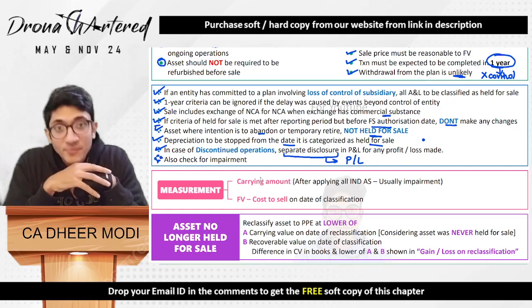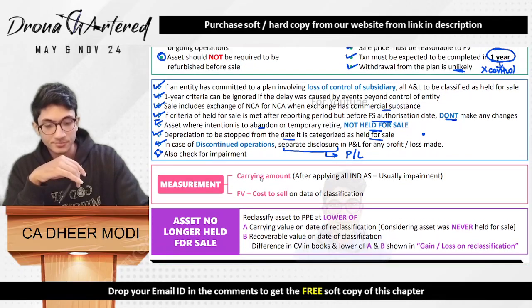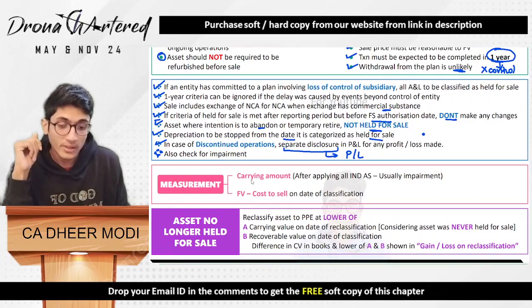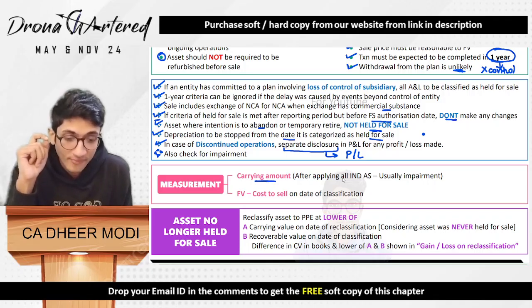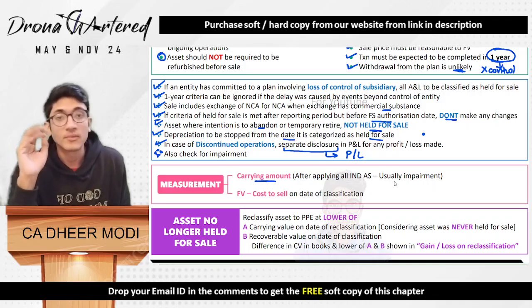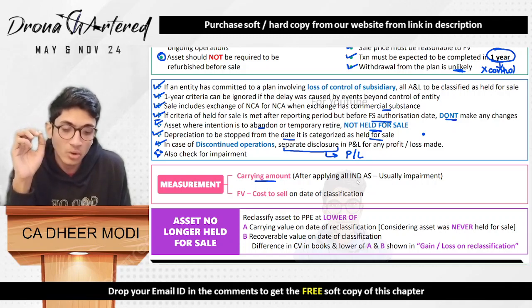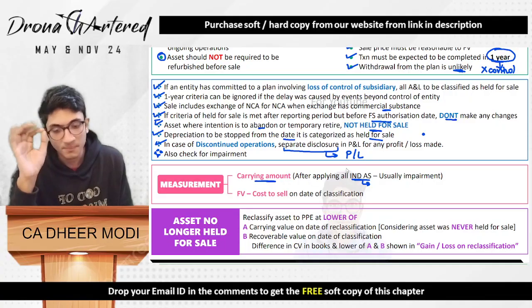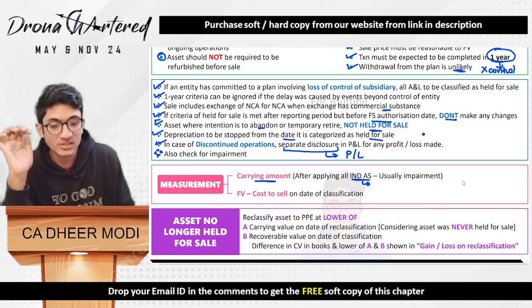Okay. Now comes your measurement part. So measurement, how will you measure an asset that is held for sale? It will either be measured at your carrying value, that is after applying all IND AS, minus impairment. So you have, after subtracting impairment, your carrying value minus your impairment, or your fair value minus cost to sell on the date of classification, whichever is lower.